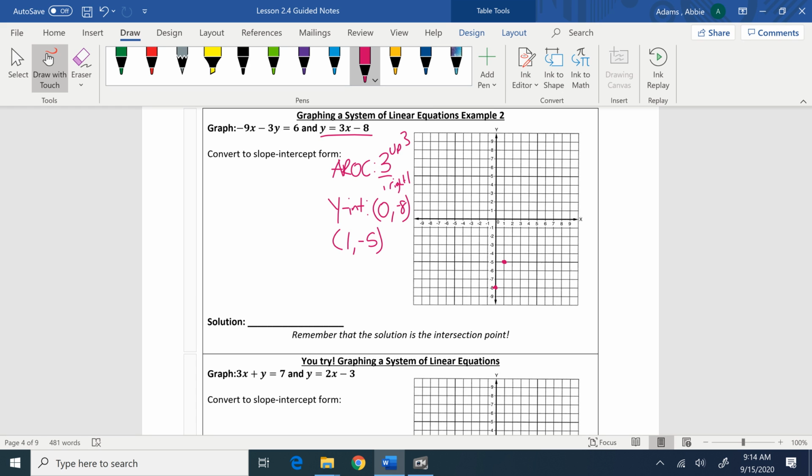Do the same thing. I'm going to go up 3, so 1, 2, 3, to the right 1. That gets us to the point negative 2, or excuse me, 2, negative 2.